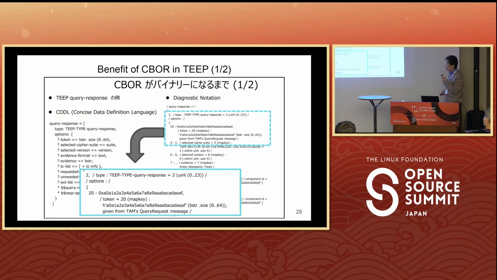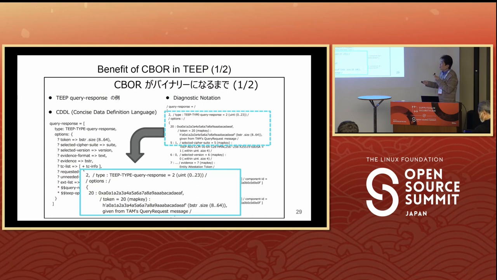And how does it go? Yeah, I took this from an old slide, so there's a little bit of Japanese here, but pretty much I wrote it down in English. So this is the CDDL. It says query request format is going to have a type, and the option is, what do you call it, method or lines or something. Token, selected cipher suite, selected version, et cetera.